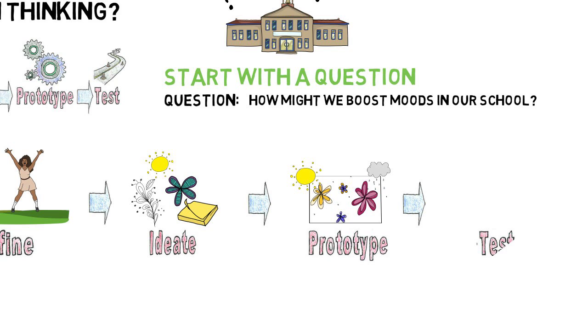This prototype then gets tested. We'll build a small garden wall in the math classroom to see if the design works the way we expected it to, and to make sure it's something our users want, and see if it boosts their moods.